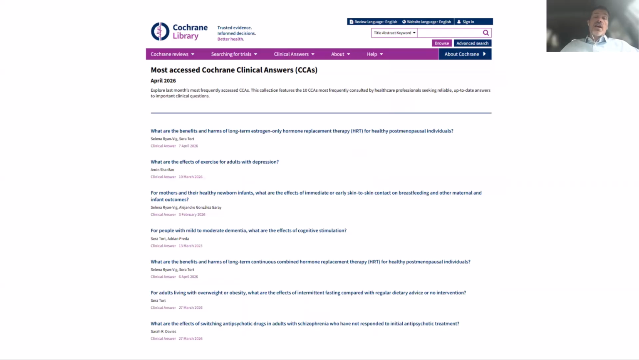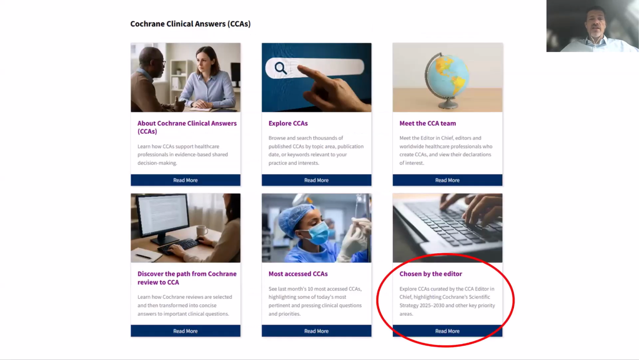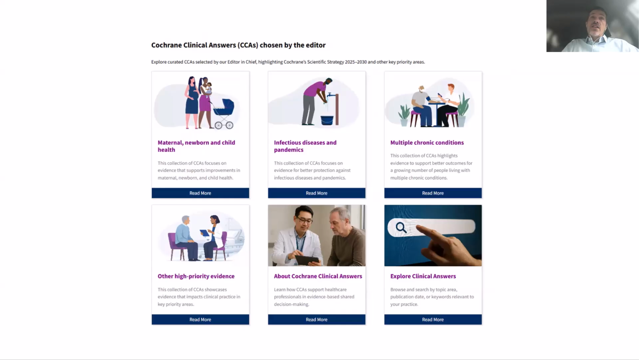For most accessed, we're currently showing April since we're in May, and you can see what has been most accessed. There are 7 on this screen, but we usually will have 10 because if you scroll down, you'll be able to see the others. We also have the chosen by the editor. I mentioned previously, Cochrane has a scientific strategy for 2025 to 2030. These are key priority areas that Cochrane is focusing on. We dovetailed our choices with this. So each one of these areas, if you're interested in reading more about, for instance, maternal, newborn, and child health, you'd be able to select where it says read more, and then you could see what this looks like.